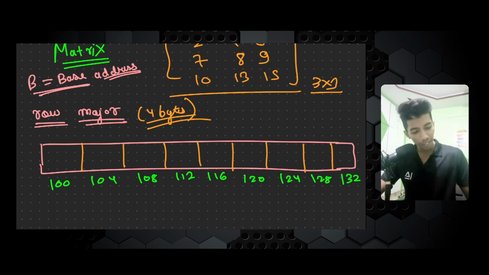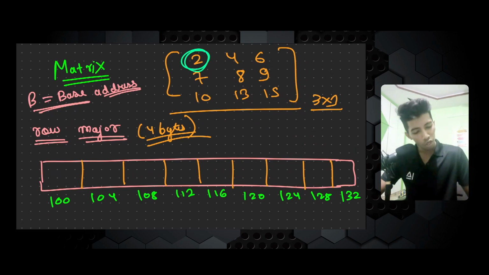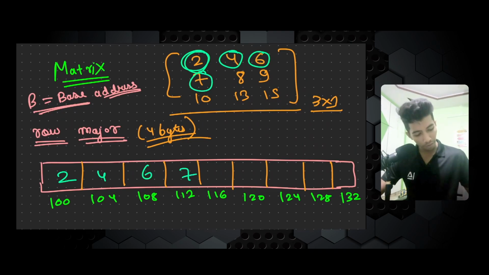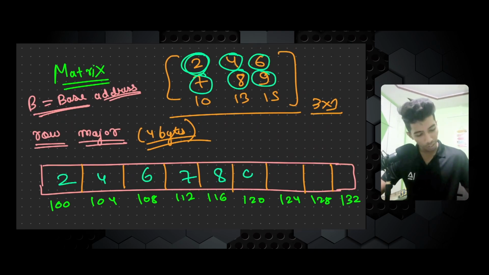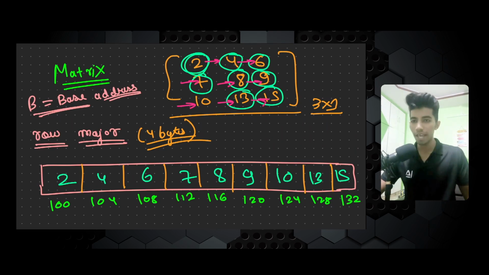Now let's take the example of 2. On the traversal, we are first focusing on row major, what row major actually means. So first we will put 2 here, then we will put 4 here, then I will put 6 here, then 7, 8 here, 9 here, 10 here, 13 here, and 15 over here. So how are we traversing? We are traversing like this. Got my point? Like this we are traversing in this array or matrix.